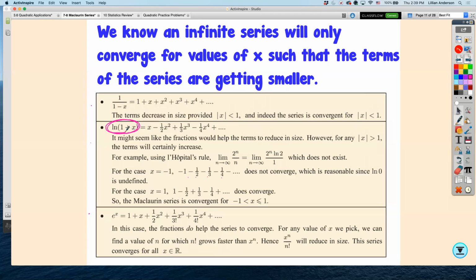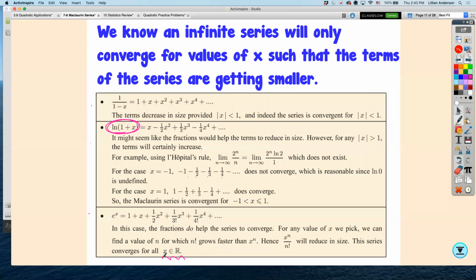And lastly, you have e to the x. In this particular case, as you saw from before, this one does help us to converge. We just did an example with it. For any value of x that we pick, n factorial is always going to grow faster than any value to a particular exponent. Because n factorial grows a lot faster than x to the n power, the terms reduce in size. And so the series is going to converge for all real values of x.